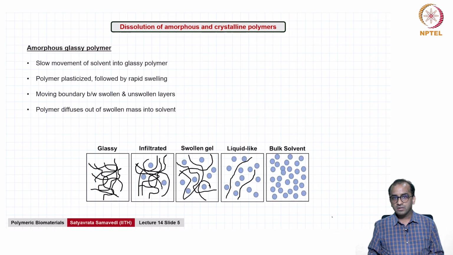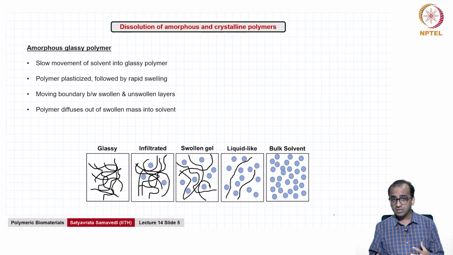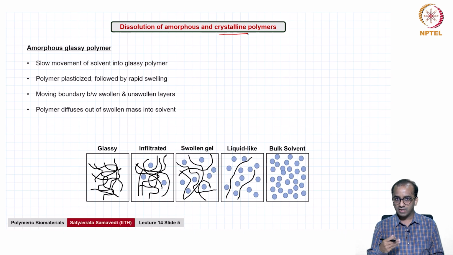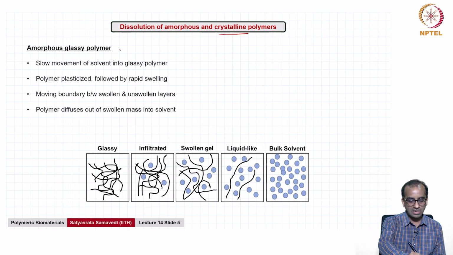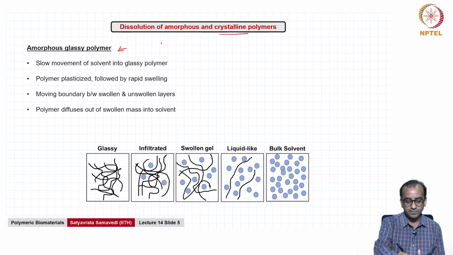So, we now consider the case of both amorphous and crystalline polymers. When I say crystalline, I am talking about the crystalline domains of a semi-crystalline polymer. Remember that no polymer is truly 100% crystalline. When we say crystalline polymers, it should be understood that we are talking about the crystalline regions or domains within a semi-crystalline polymer. So, you now consider an amorphous glassy polymer, and typically these polymers are operated below the TG.